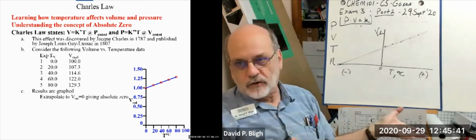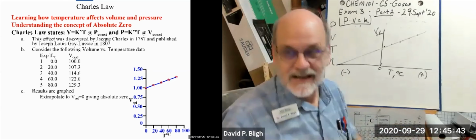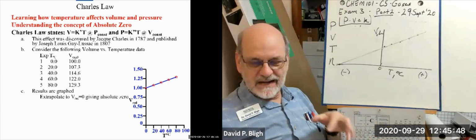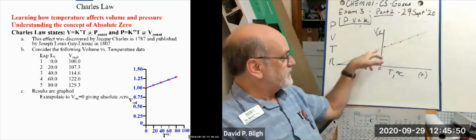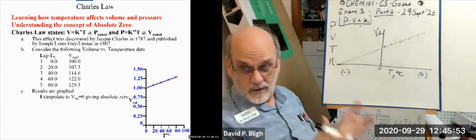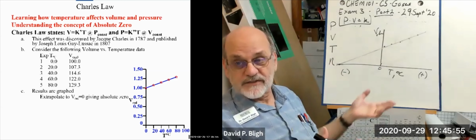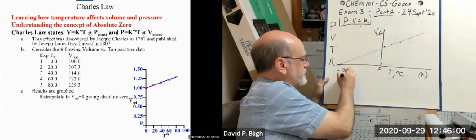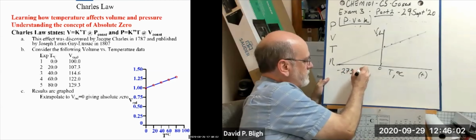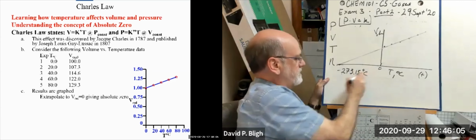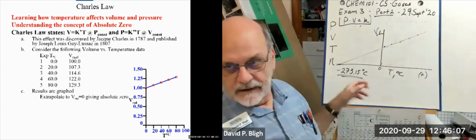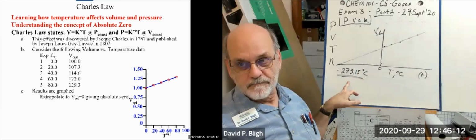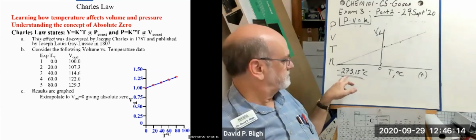Now, we know that's not true because gases have molecules, right? Molecules take up space. But in an ideal world, you could extrapolate this down to 0 volume, and then what would that temperature be? Well, on the centigrade scale, it's minus 273.15 degrees C. That value is also known as absolute 0. Can't get any colder than that.